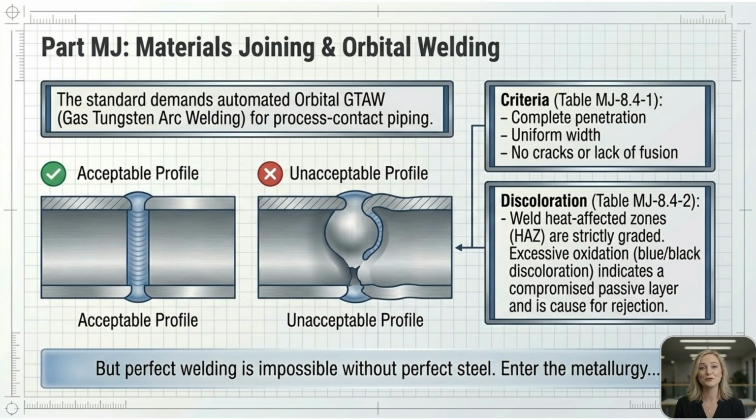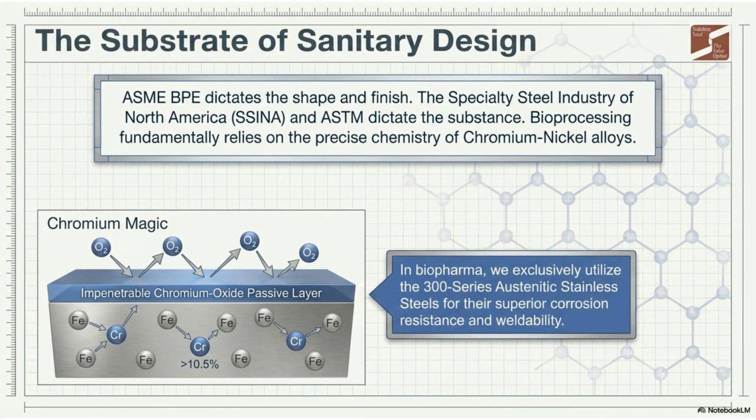Materials joining is strictly regulated by Part MJ. The standard mandates automated orbital GTAW welding. Welds are graded based on profile and discoloration, as oxidation can compromise the passive layer. Sanitary design is fundamentally based on the chemistry of chromium-nickel alloys.